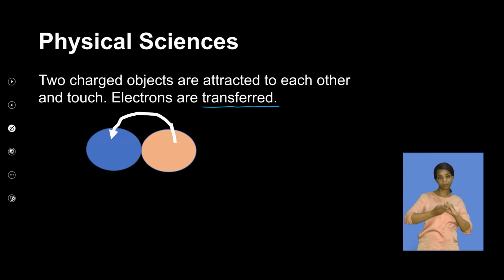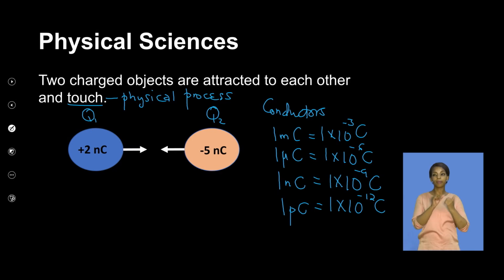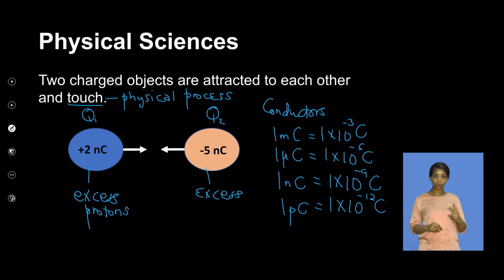But here, it's very important, if we can quickly go back to that, Q1 is positive. What does it mean? Q1 has more protons. This one has excess protons than electrons, while Q2 has excess electrons. Just take that into consideration.